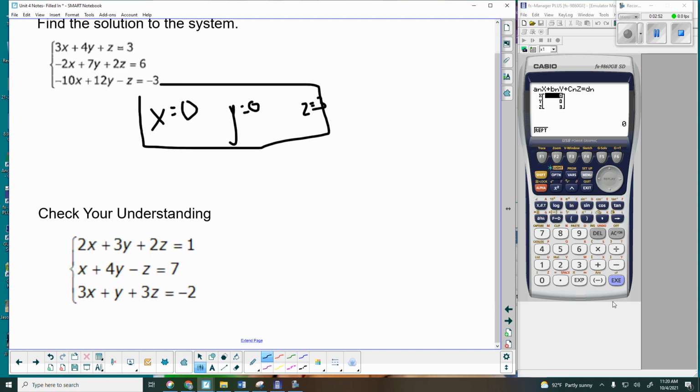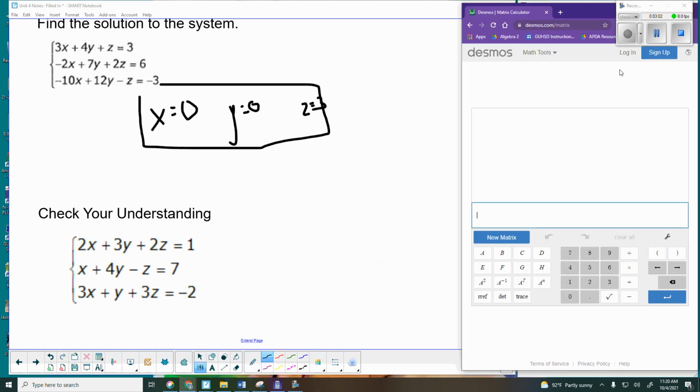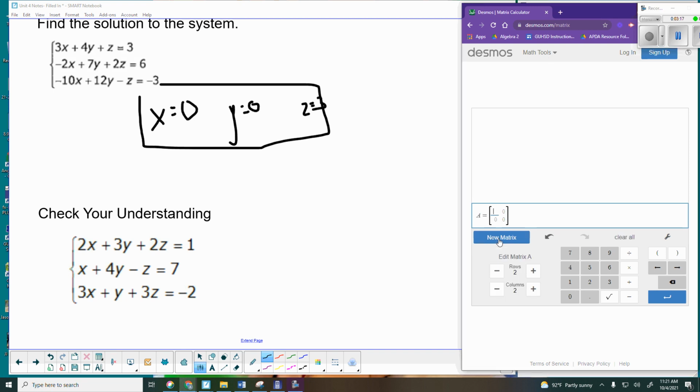So for the second one, now I'm going to show you how we would find that using Desmos. So for Desmos, there's a special kind of calculator we want to use, and it's called a matrix calculator. So I'll show you guys in class how to get to the matrix calculator. I'll also link this in the Google Classroom. New matrix, and we have 3 rows, so that's how tall it is, and 4 columns.